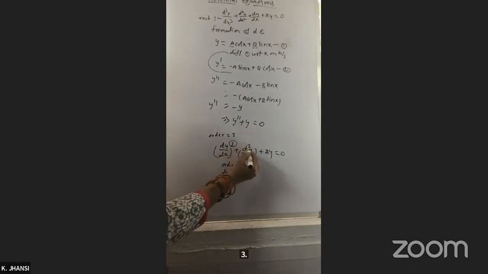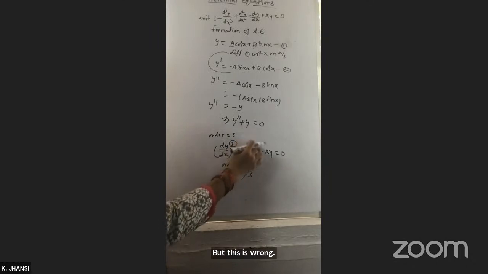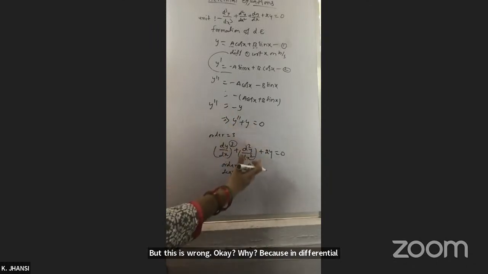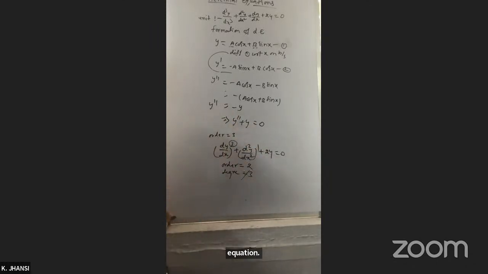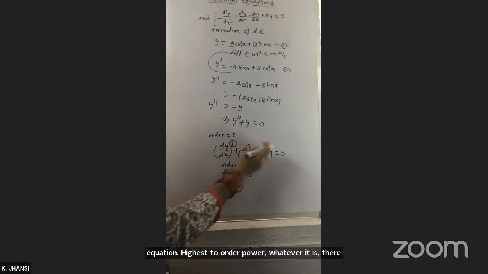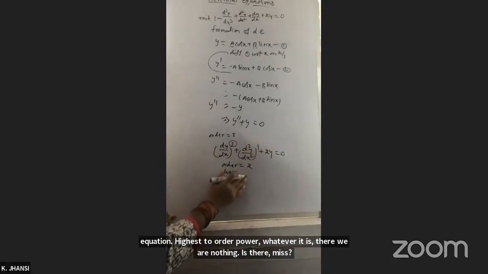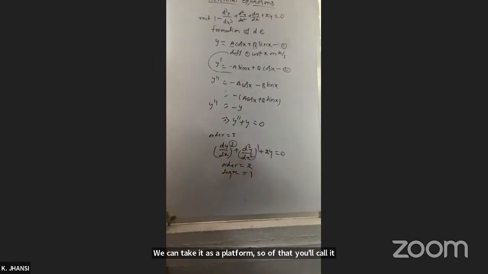Why? Because in a differential equation, the power of the highest order derivative is what counts. Here nothing is written, which means we can take it as power 1. So that you will call the degree of the differential equation. This is 1. Remember this one. This one mark question you will get in the objective type.